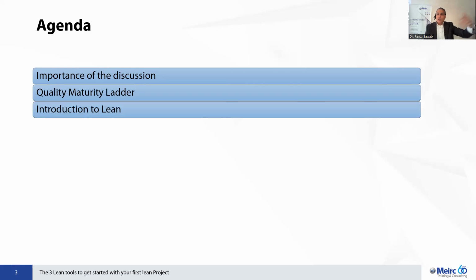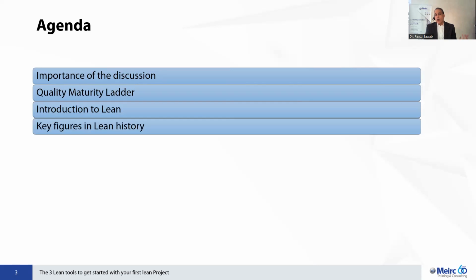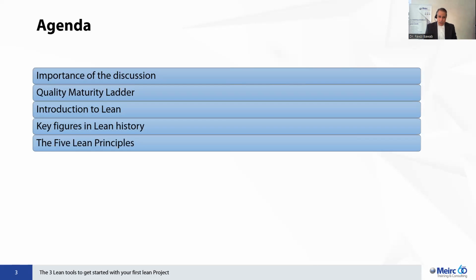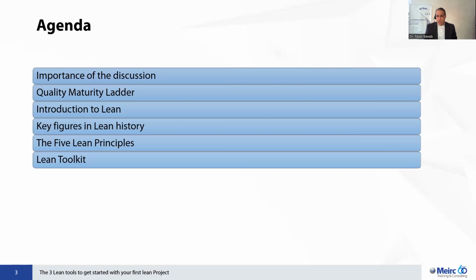We'll jump into a quick introduction to lean, some of the main principles, and the core values that lean is asking for. We'll talk quickly about the lean history and then the 5 lean principles. And then we'll start talking about some of the lean tools.